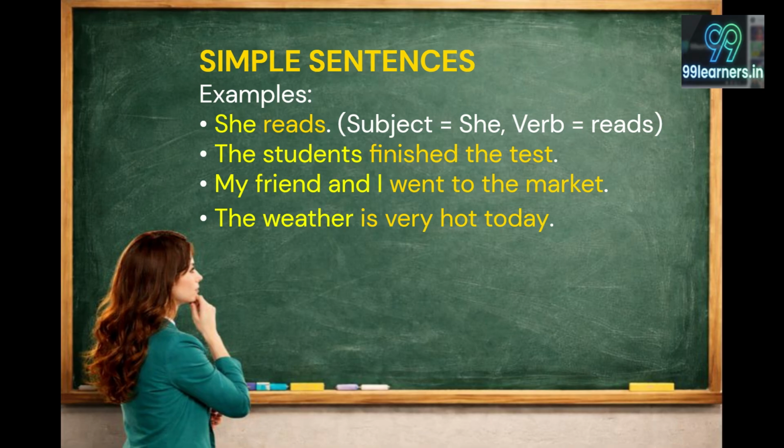"My friend and I went to the market." Compound subject. Still one clause. "The weather is very hot today." Verb plus complement. Notes: a simple sentence can have compound elements, like "She and Tom walked and talked." It is still simple because there is only one clause, one main verb group. Simple sentences are great for clarity and strong starts in writing.